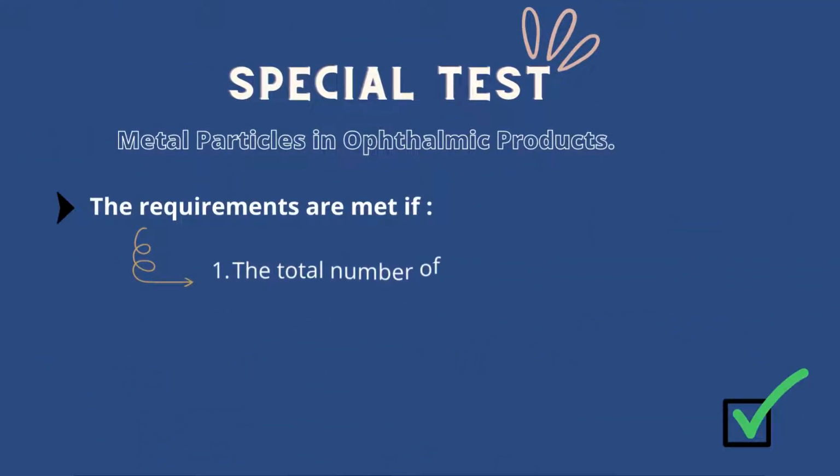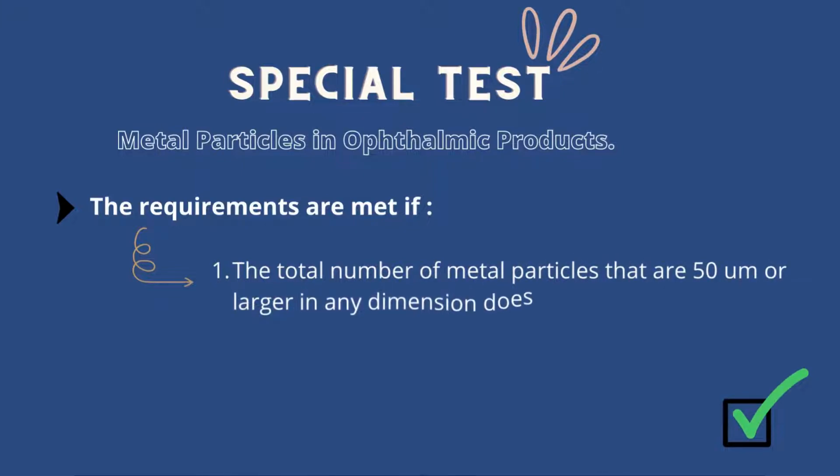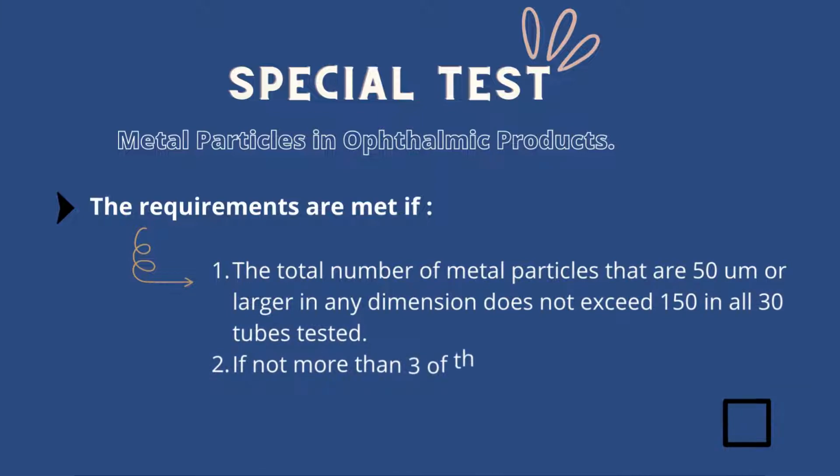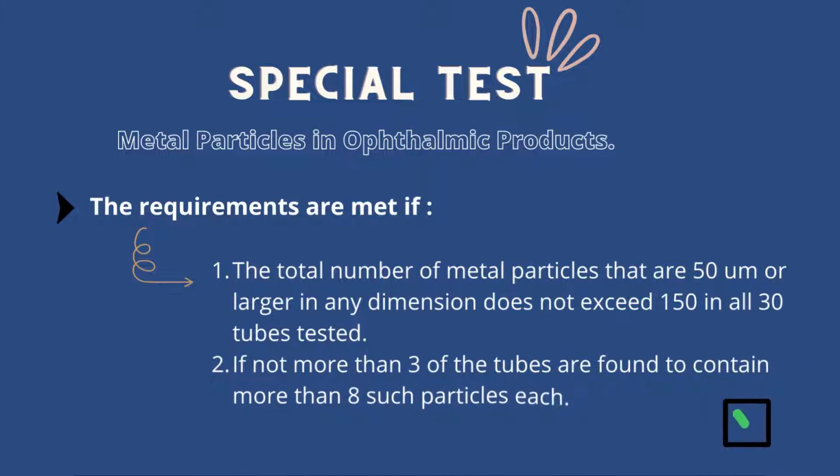The requirements are met if the total number of metal particles that are 50 micrometers or larger in any dimension doesn't exceed 150 in all the 30 tubes tested, and if not more than 3 of the tubes are found to contain more than 8 such particles each.